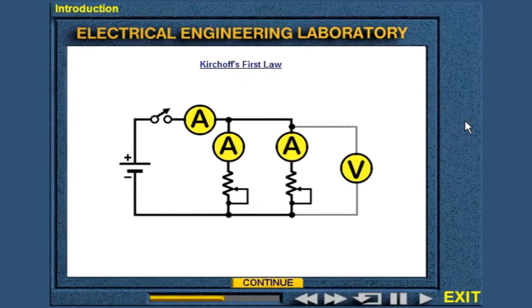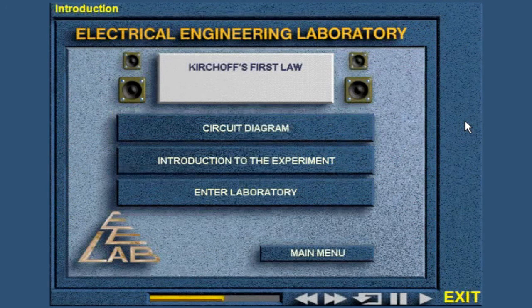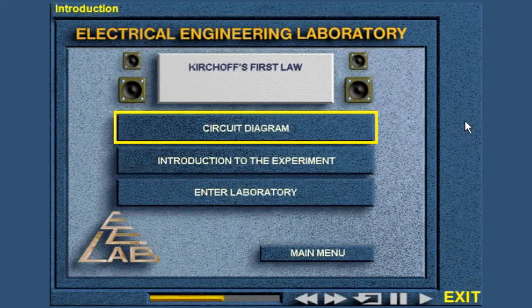Now you are in an experiment menu. First, the circuit diagram of the experiment is displayed. Next, you have 4 options. You can see the circuit diagram again by pressing the first button.